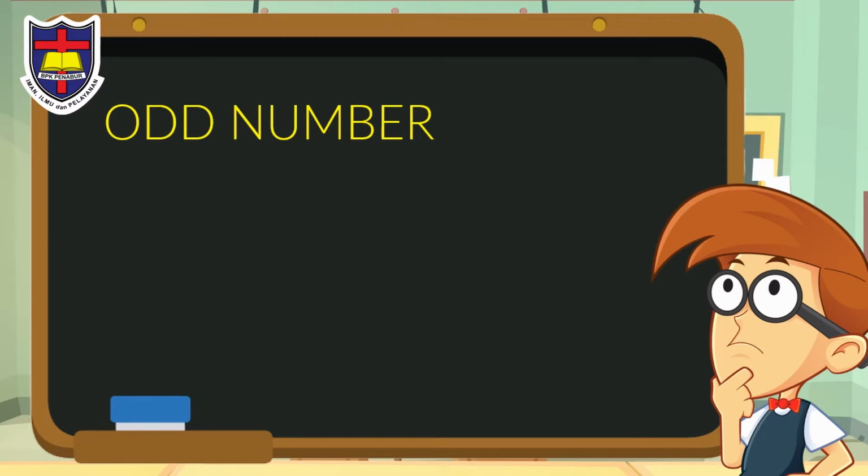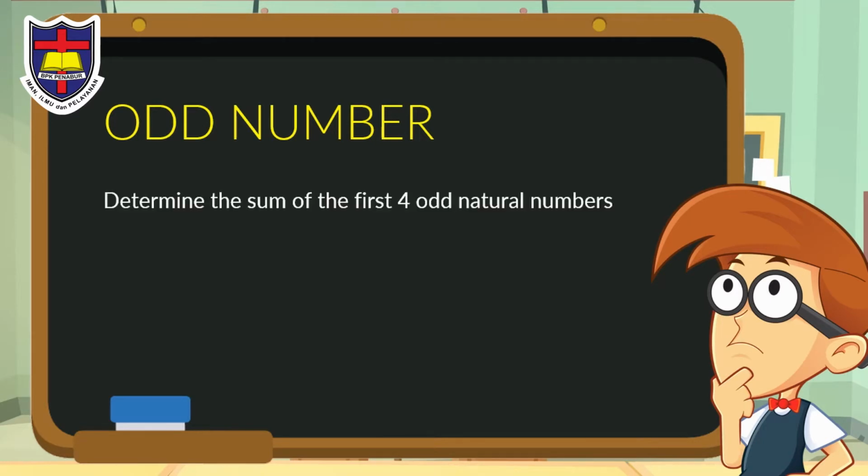So we've already learned about odd number pattern. Now we must determine the sum of the first four odd natural numbers. So how can we do it? First, we can list the first four odd natural numbers: 1, 3, 5, and 7. So 1 plus 3 plus 5 plus 7 equals 16.